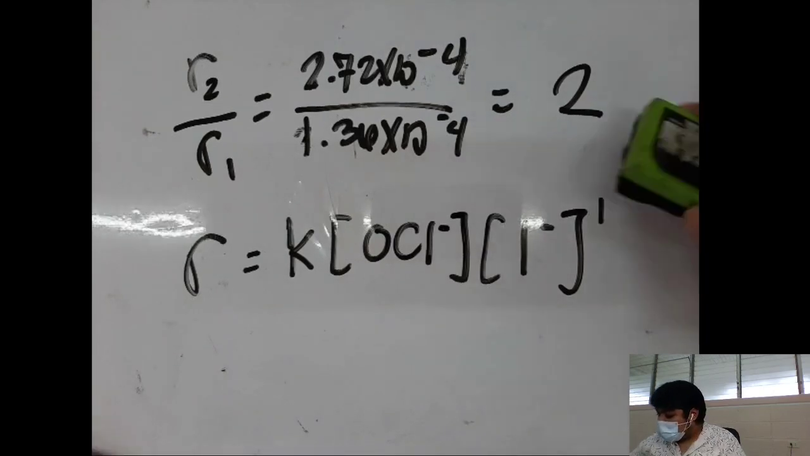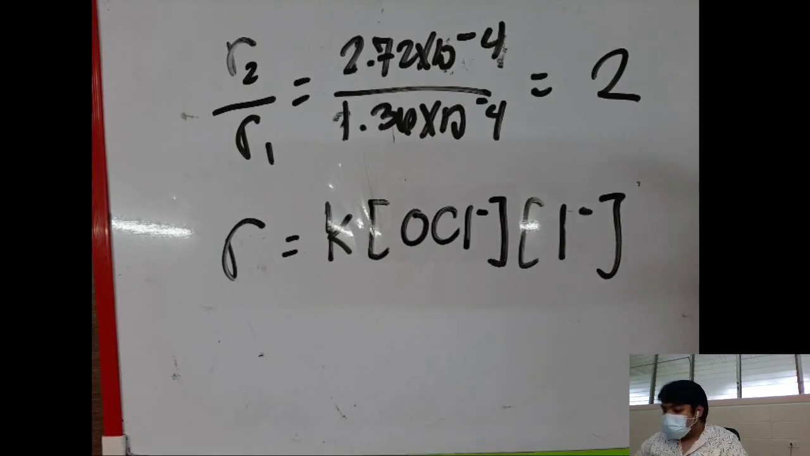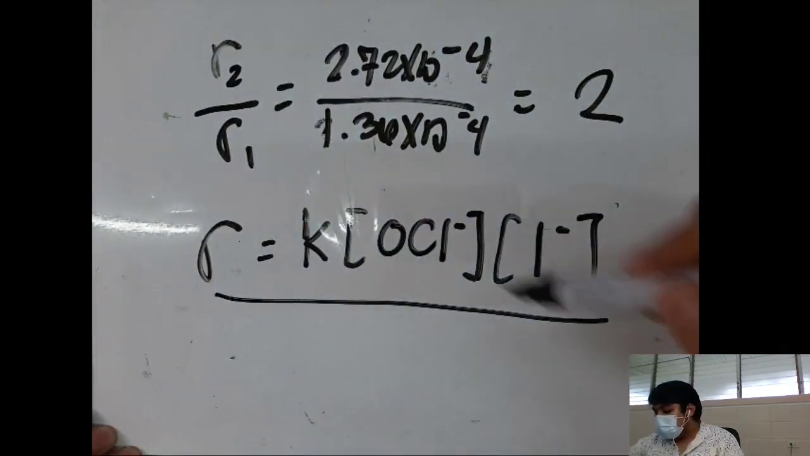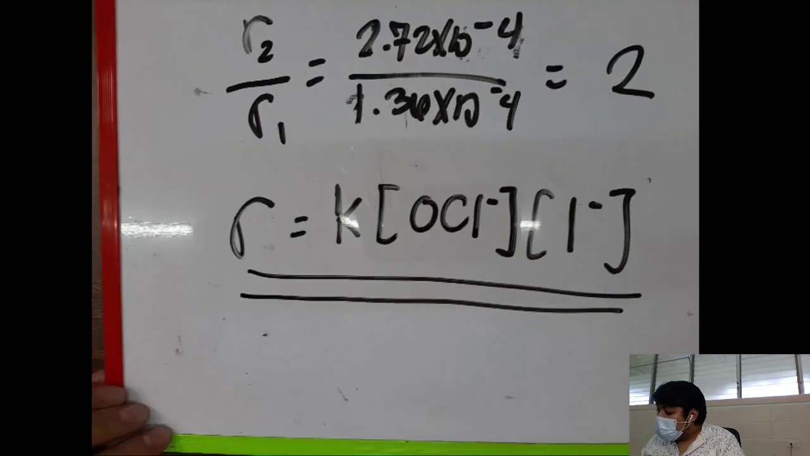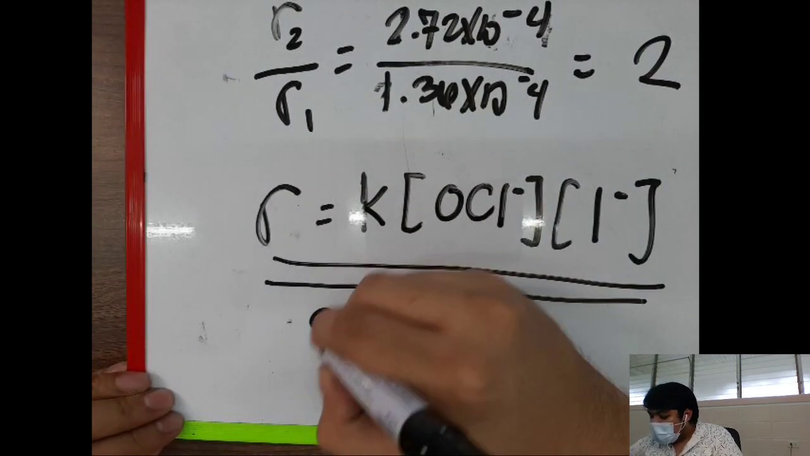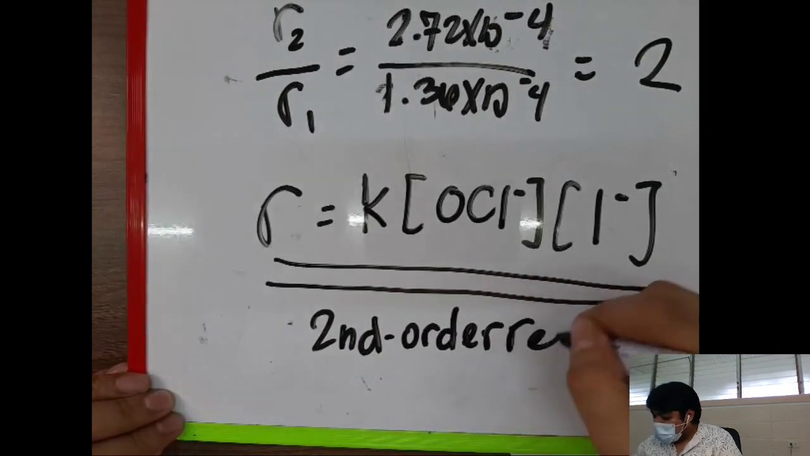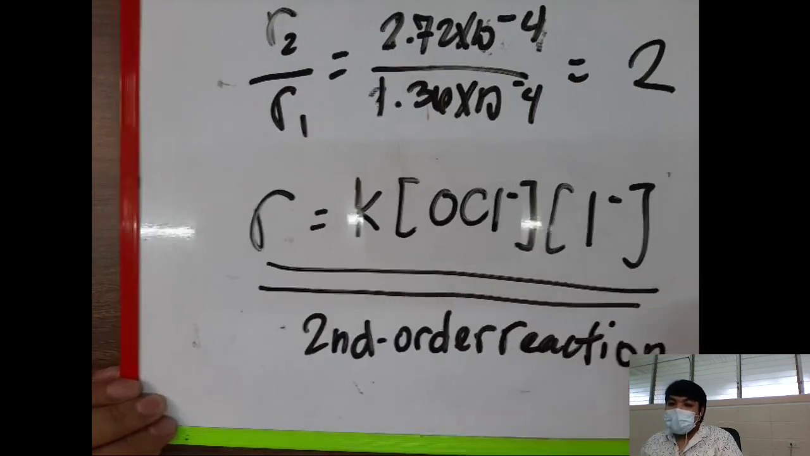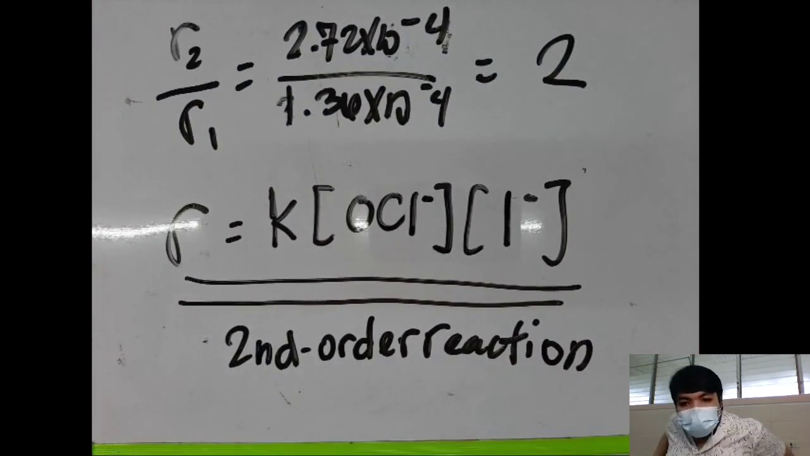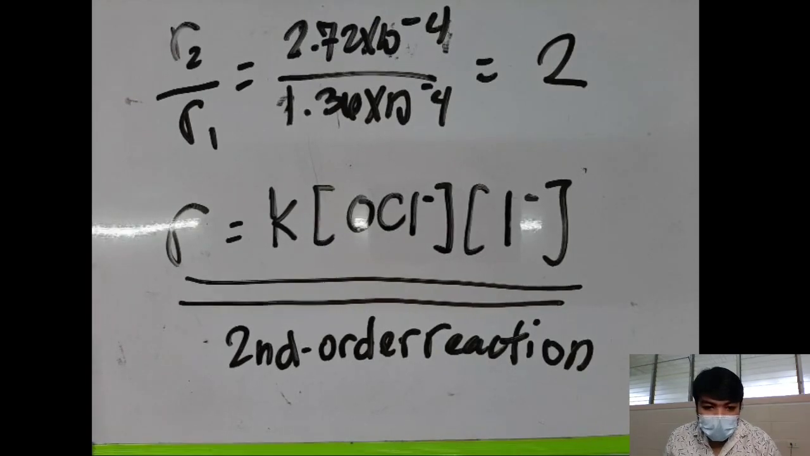Therefore, the rate law of our reaction is this one. And the overall order of the reaction is 1 plus 1. So this is a second order reaction. So how do we get the rate constant? Since we're also looking for the rate constant.